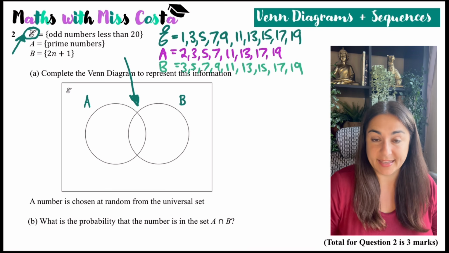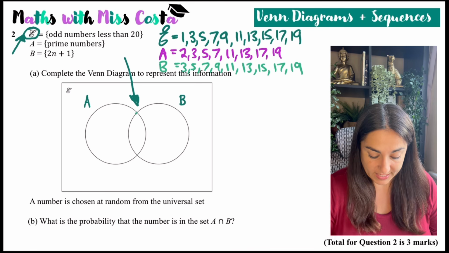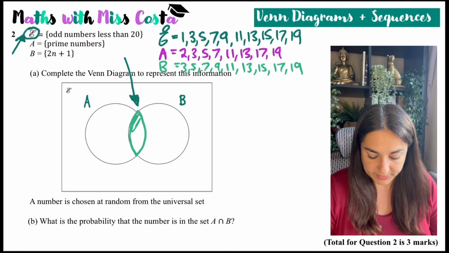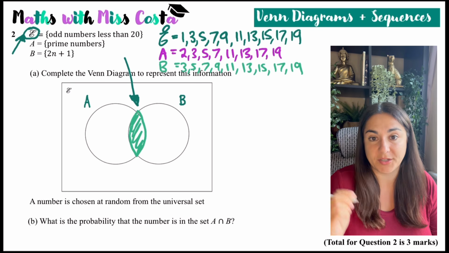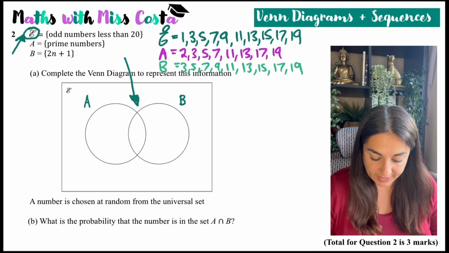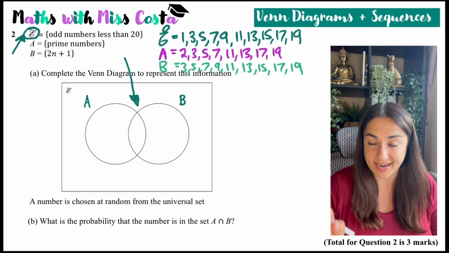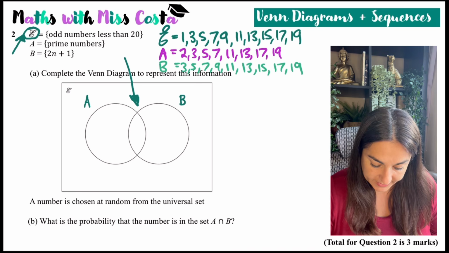So this is anything that exists in set A and set B. This is why the two circles overlap. So anything that overlaps goes inside the middle section, so anything that is in both set A and set B. So let's start by crossing them out.